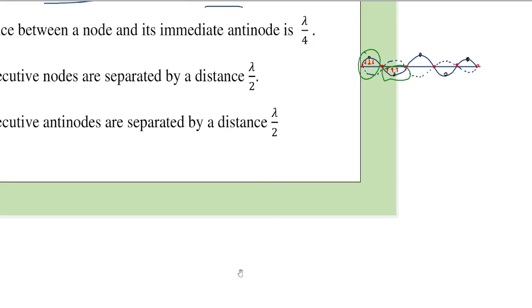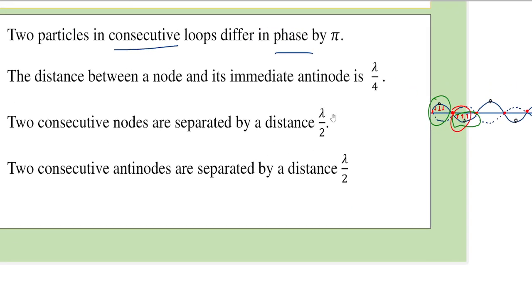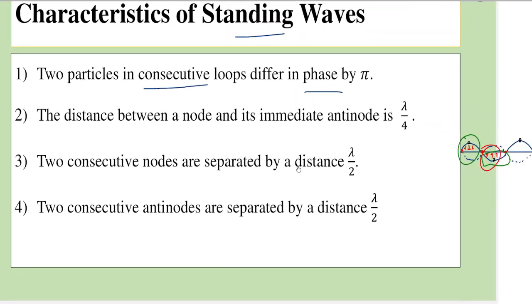Now in this case, since the particles in this loop are coming downwards and the particles here are going upwards, any two particles, a particle from here and a particle from here, will differ in phase by pi. That's the first property.